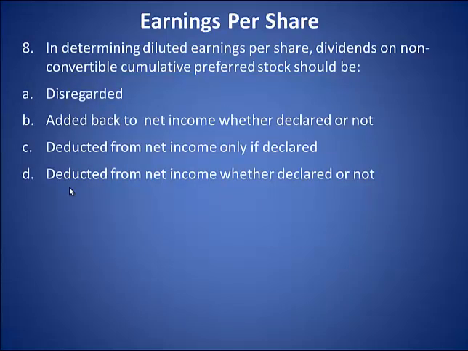In determining diluted earnings per share, dividends on non-convertible cumulative preferred stock should be, and we're given 4 choices. Go ahead and make your choice and stop the video. When you're ready, restart the video for the solution.